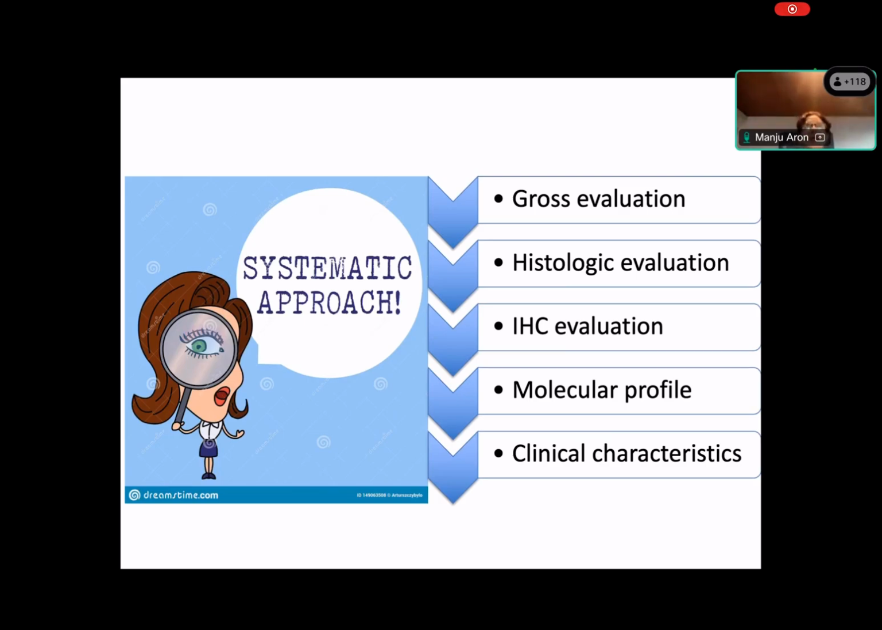Then once the slides are ready, of course, we look at these under H&E and do a histological evaluation, come up with a differential diagnosis, then probably do some immunostains if needed. And then if required, we may even do molecular testing for developing the molecular profile. And all these we do understanding what the clinical findings are in this patient. So there has to be a holistic approach for the diagnosis of these tumors.